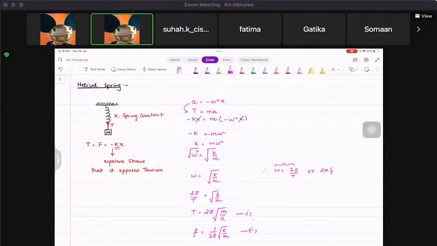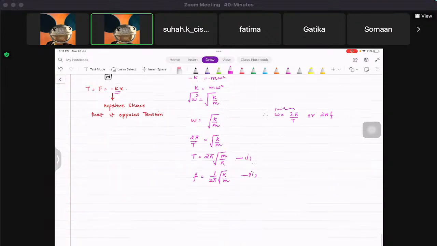Okay, now I just want to give you one more equation that is for a simple pendulum.